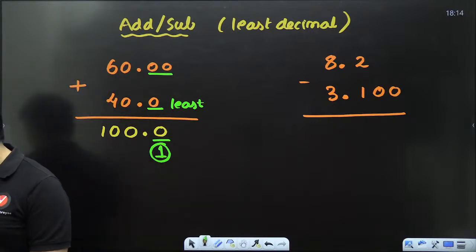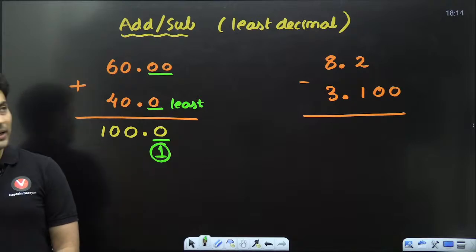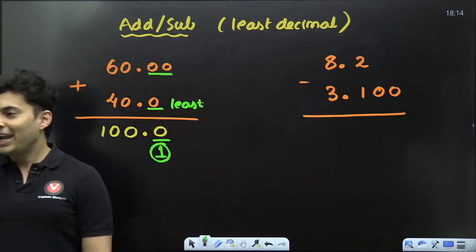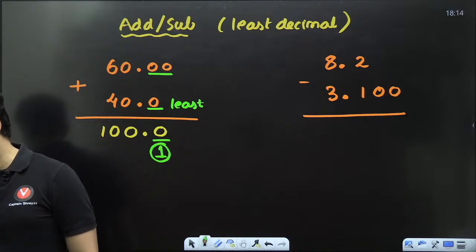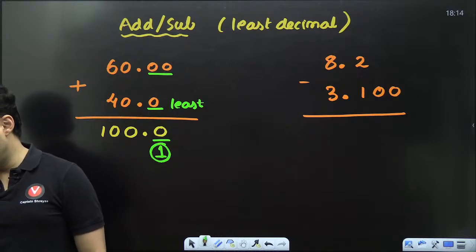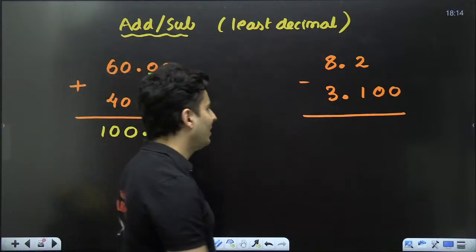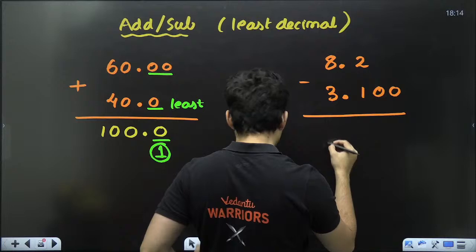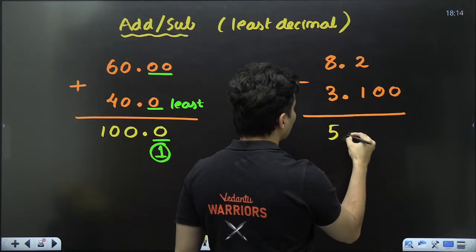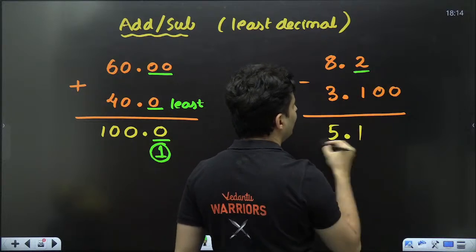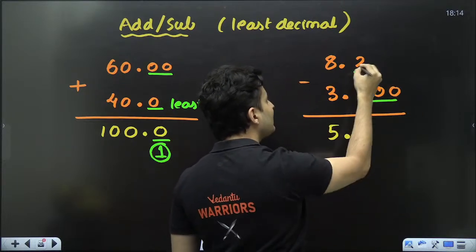Is that clear? Very good. Similarly, what about the next one? 8.2 minus 3.1. Come on, let's see, what will you do? 5.1 will be there, but will there be more decimals? So 5.1 will be the answer. No, because this has only 1 decimal. This has 3 decimal. The least is this.